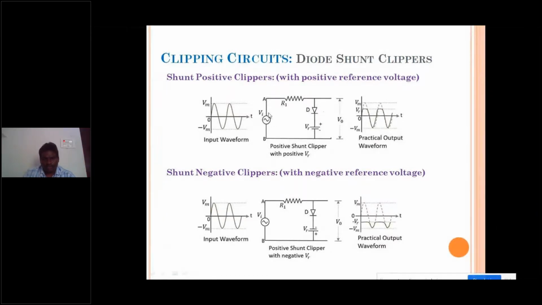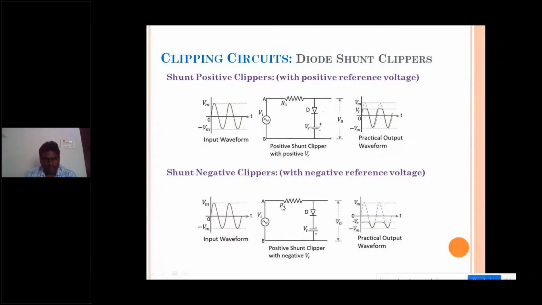If you are applying the input voltage greater than this reference voltage, then this diode comes to forward bias. When this diode is forward biased, then the output voltage is only the reference voltage. When you are applying the voltage less than this reference voltage, this diode gets reverse biased. Only when this diode is reverse biased, the wave gets transmitted to output. So this is what is shown here.